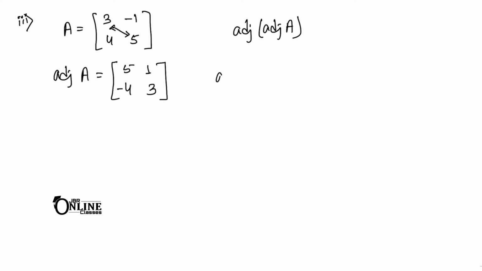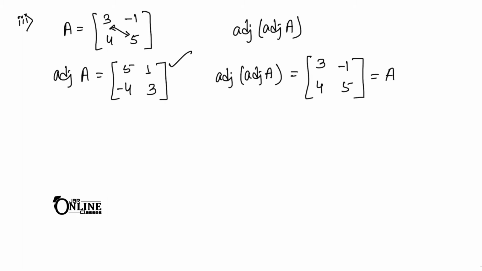Now you have to find again the adjoint of adjoint A. So that means you have to find the adjoint of this one. So again change the places: 1, 3 and 5, and this one will be again minus 1 and 4. So that one equals A. Okay. So that means adjoint of adjoint A equals the A matrix.